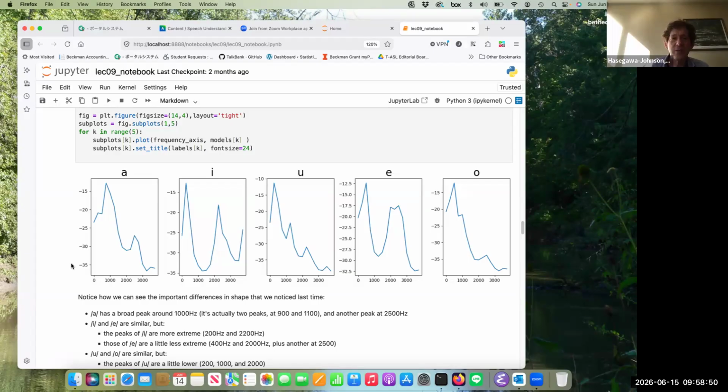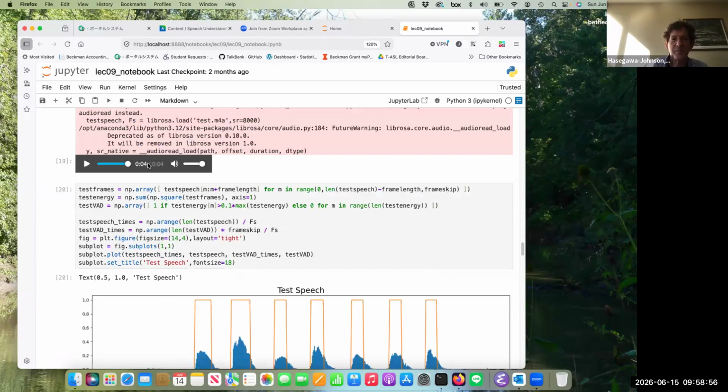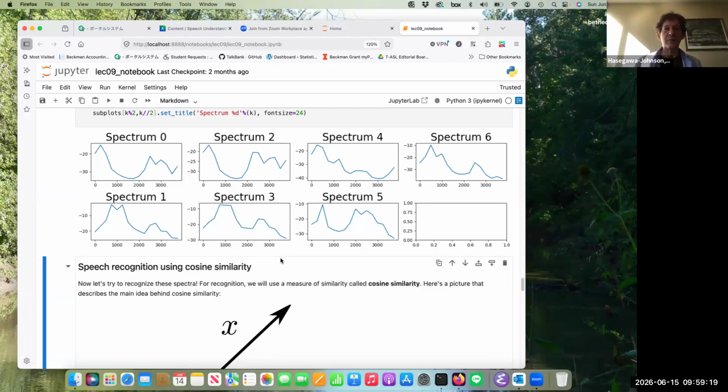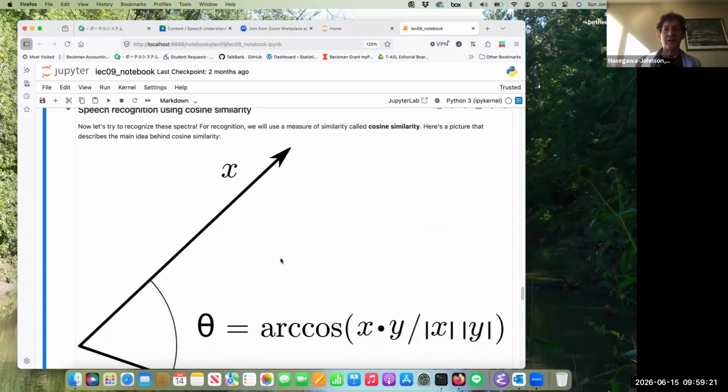We have to somehow do a comparison of that first spectrum to these 5 examples and figure out which one it most resembles. Right, so we've got this test spectrum. We want to see which one of those vowels it most resembles. Similarly, this next spectrum, which one of those vowels does it most resemble? And similarly, all the way through for the rest of the spectra. Basically, we're going to subtract each of those 5 vowels from this spectrum and calculate the distance. But the way that we'll do that is something called cosine similarity.